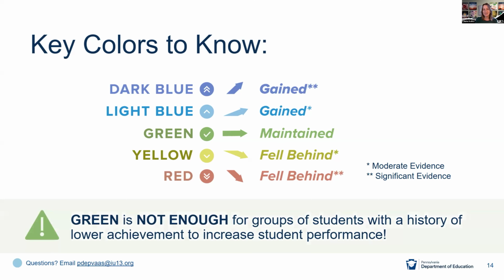So one thing I do want to say about green is, while it is the growth standard for Pennsylvania, it only works to maintain achievement. So if you're looking to close gaps with your lower achievers, green isn't going to do it. Green is not enough to close gaps for students with a history of lower achievement.